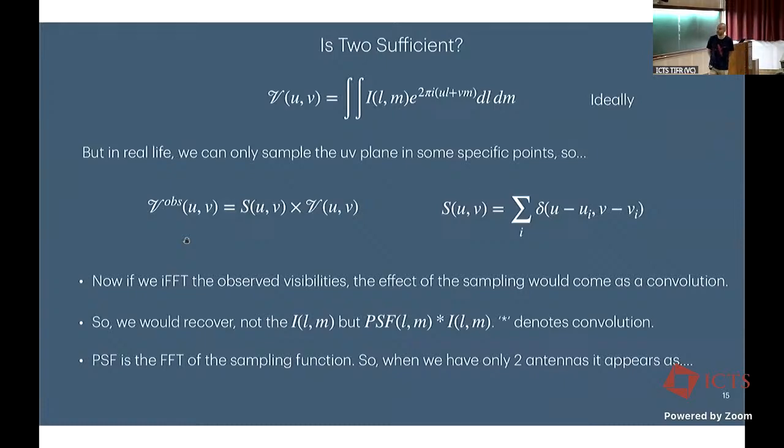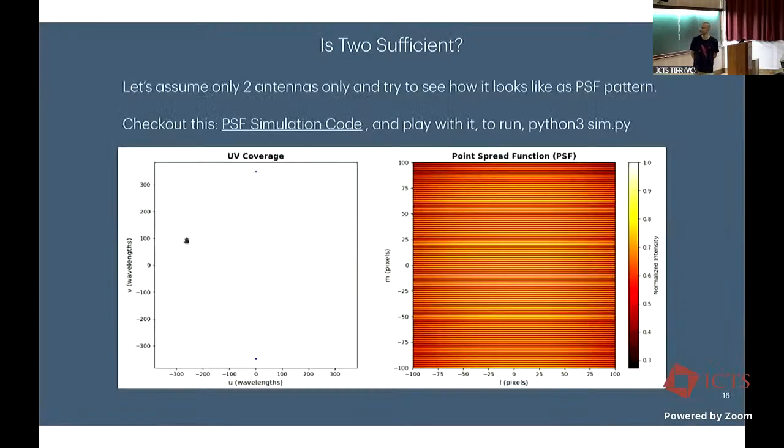Now, if we were to inverse FFT this, what we would get is not the actual intensity distribution, but the point spread function. And the point spread function is the inverse FFT of our selection function, convolved with the actual intensity distribution. So we get something that is not quite what we want. If we have just 2 antennae, it'll actually look something like this, right?